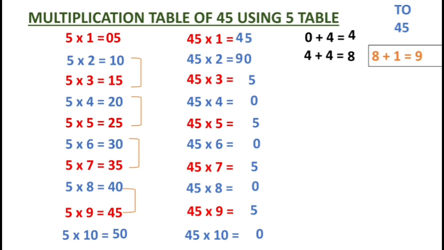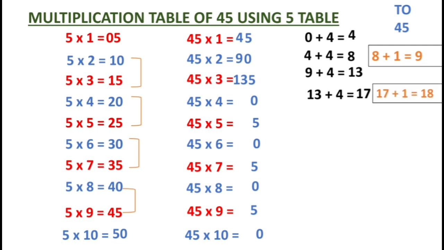45 twos are 90. 9 plus 4, 13. 45 threes are 135. Now 13 plus 4 we get 17. Here again the place value is changing from 1 to 2. 15, 20. The tens place has changed. So what will we do? We will add plus 1 to 17. 17 plus 1, 18.